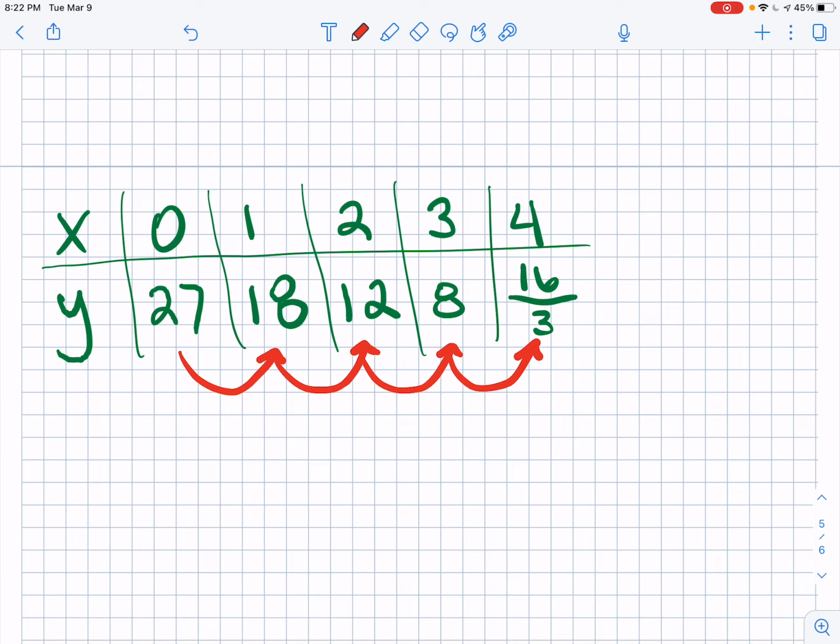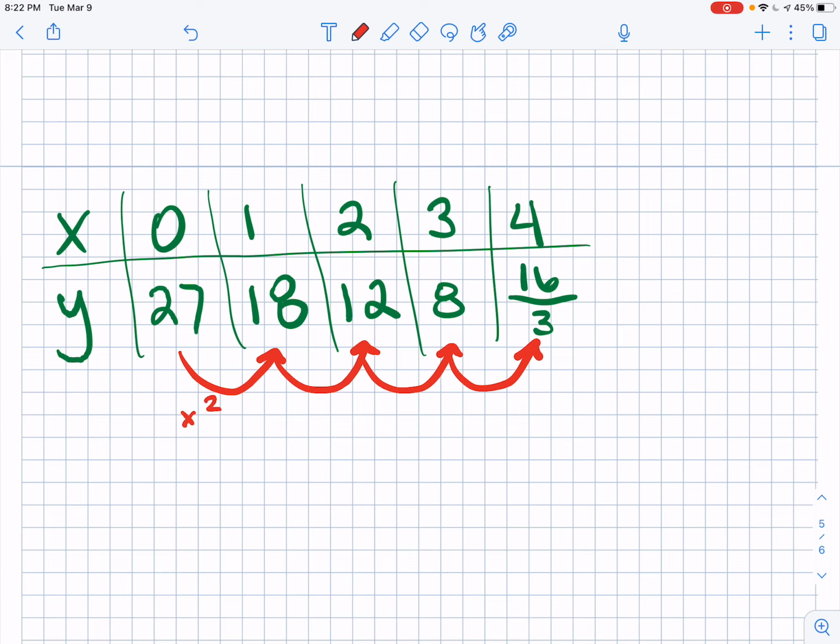I can take two values that are next to each other. So I'm going to take 8 and 12. And I can write that as a division problem, 8 divided by 12. Since I'm trying to see what I'm multiplying the first thing by to get to the second, I would take the second divided by the first. And if I simplify that, I can divide both of those by 4 and I get 2/3. So that is going to be the value that I'm multiplying each one by. And I'm going to check it as I go through.